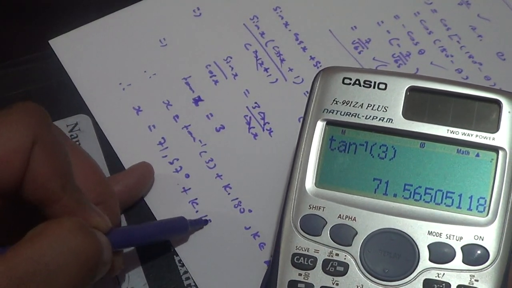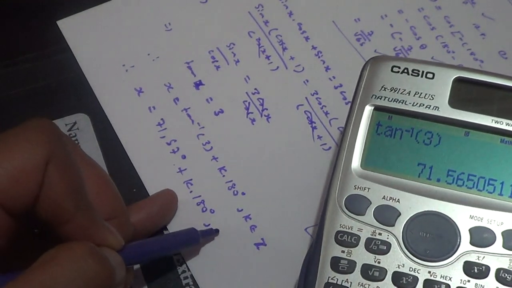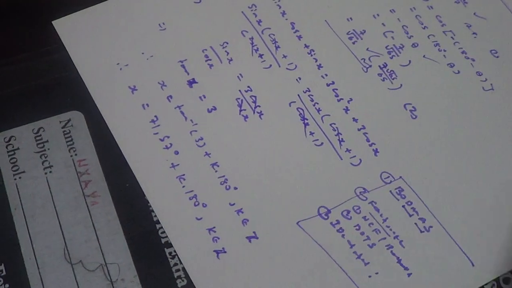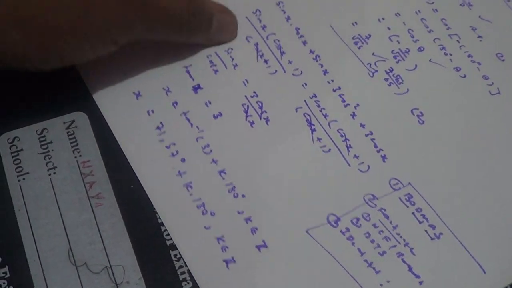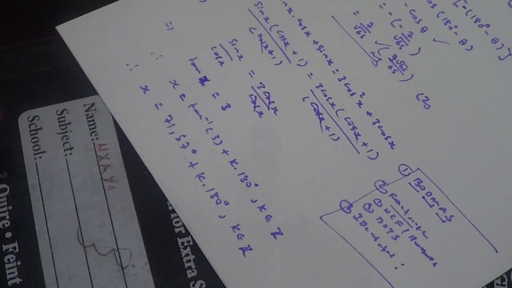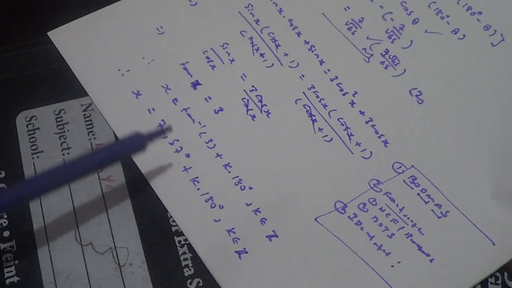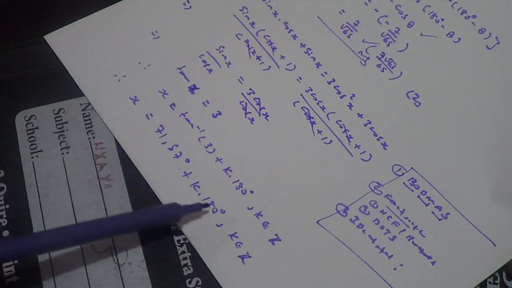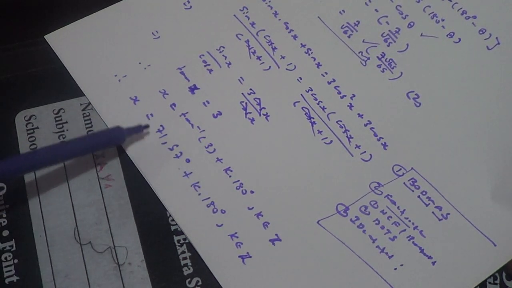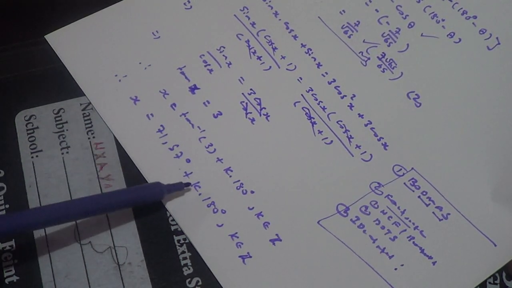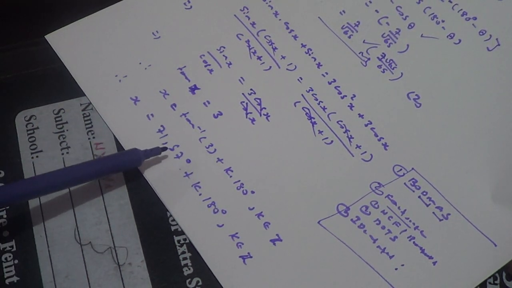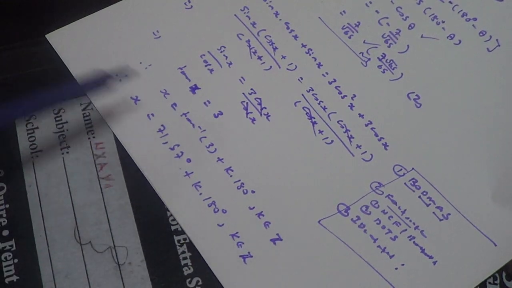plus k times 180 degrees, where k is an element of the integers. That is it. For 10 you don't have to do other things because, for example, if you make k 1, already you are in the second quadrant, in the third quadrant, so you have your solution. And if you make k 0, you have your first quadrant. The rest is really not necessary.